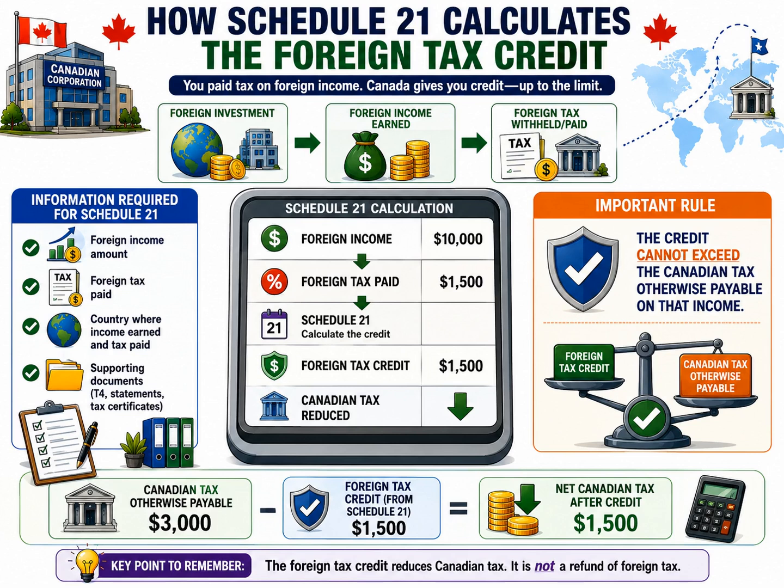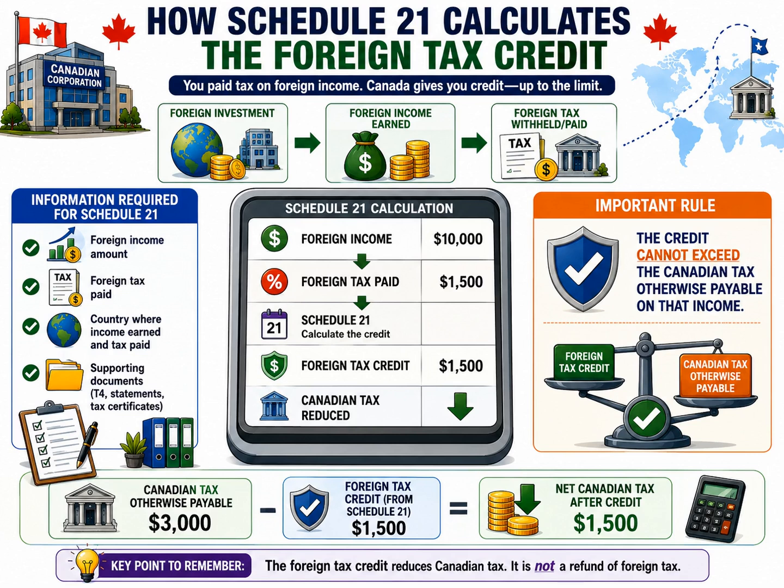This is where Schedule 21 becomes important. The corporation reports both the foreign income earned and the foreign tax paid. Schedule 21 then calculates the amount of federal foreign tax credit that the corporation may claim to reduce its Canadian federal tax. In our example, the corporation reports $10,000 of foreign income and $1,500 of foreign tax paid, subject to the applicable rules and limitations. Schedule 21 may allow a foreign tax credit of up to $1,500.